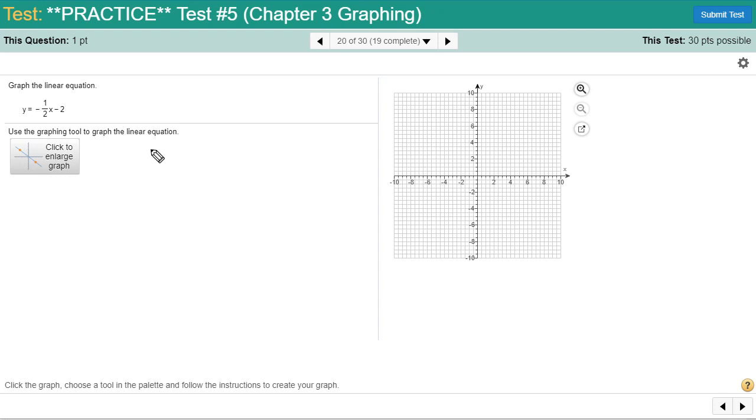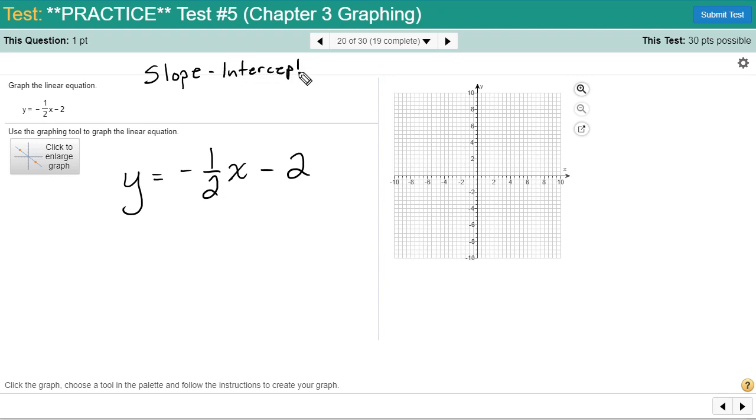Notice our equation, and I'm going to write it again here. Y equals negative 1/2 x minus 2. Well, we did a lot of work in class with this type of equation. What form is this equation in? Does this look familiar to you? Hopefully you're saying, oh yeah, of course, that is in the slope-intercept form, right?